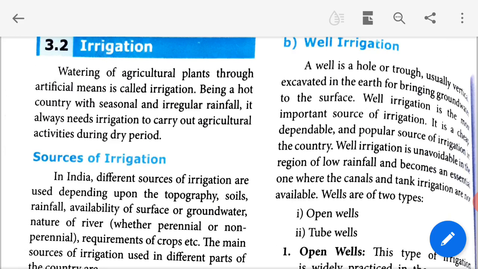Being a hot country with seasonal and irregular rainfall, India always needs irrigation to carry out agricultural activities during the dry period. We already know that India has different climates at different places. So during dry times, you need to have irrigation facilities so that plants can grow well.